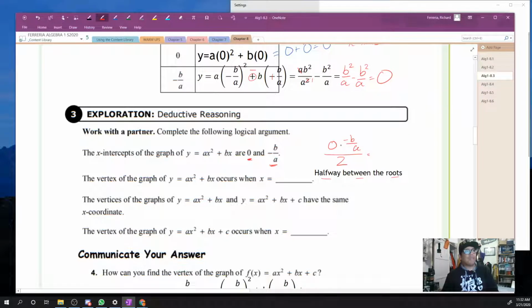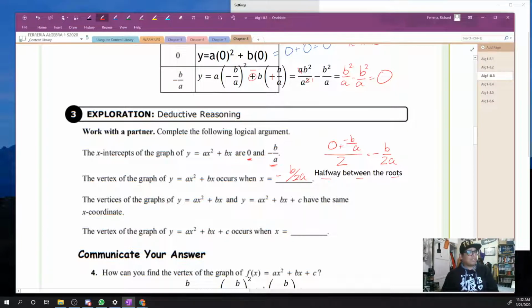Negative b over a, and then divide by 2. So what is that? Well, I let the cat out of the bag. That's negative b over 2a. Negative b over 2a, halfway between the roots.